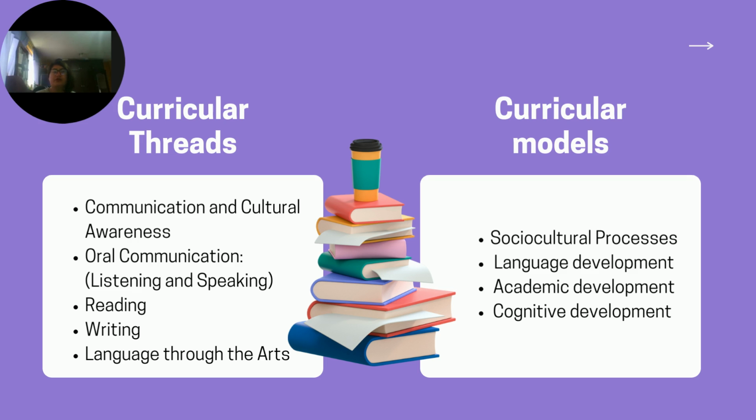The other difference between the Ecuadorian curriculum and the Colombian curriculum is that in the Ecuadorian curriculum, there are curriculum threads. In the Colombian curriculum, there are curriculum models. The curriculum threads in the Ecuadorian curriculum are communication and cultural awareness, oral communication, that is listening and speaking, reading, writing, and the language of the arts. And the Colombian curriculum has models. The models are social process, language development, academic development, and cognitive development.